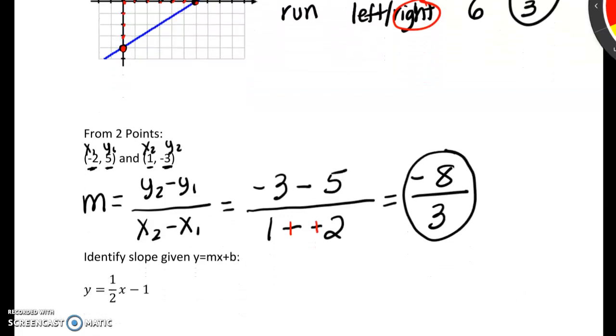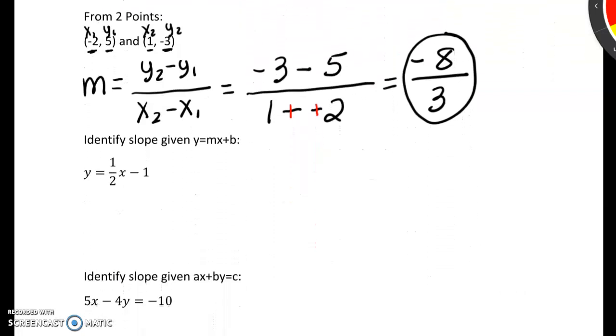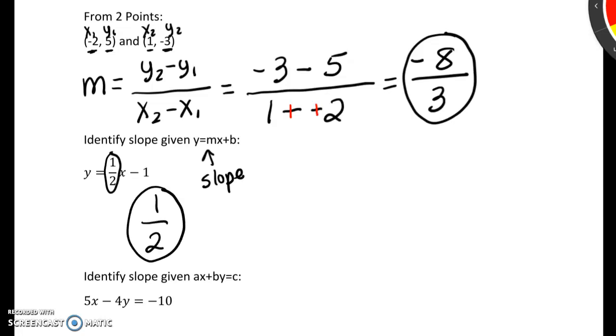All right, so then the next way that we have to identify slope is when we're given in the form y equals mx plus b. And when I do that, keep in mind that the m piece is the slope. So here, our slope is just that 1/2. So that would be my answer, and it is as simple as that.